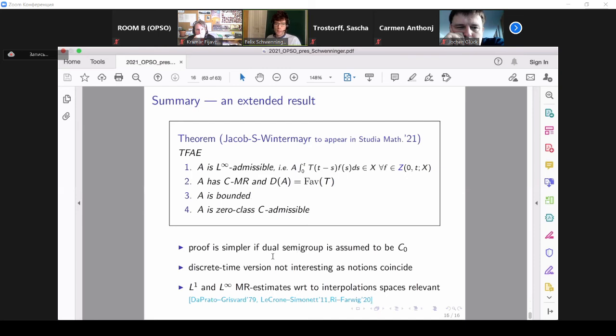And I will finish with a summary slide, which basically shows an extended version of the theorem I just discussed. And I leave the remarks below for the discussion. I thank you very much for the attention.